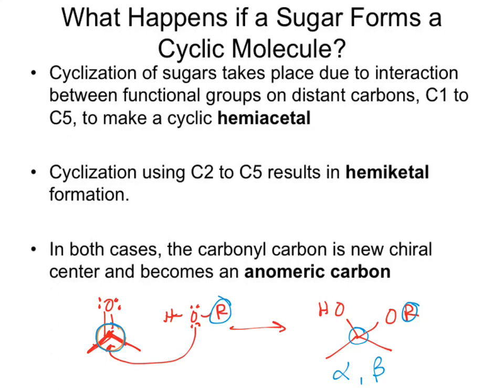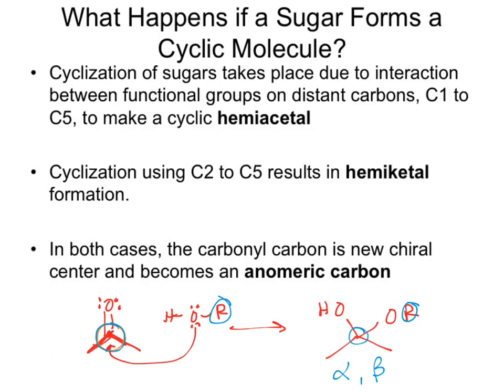Would we get racemic products here? No. Why not? Because we have chiral centers everywhere else that didn't change. So the relationship between our alpha and beta products is that they're diastereomers. We have to be aware of that position. That position is referred to as your anomeric carbon. The alpha product versus the beta product are known as anomers.